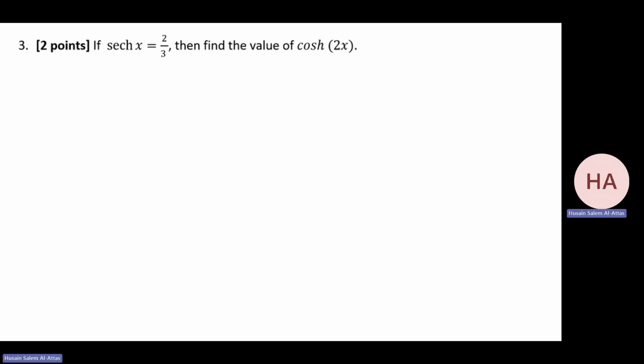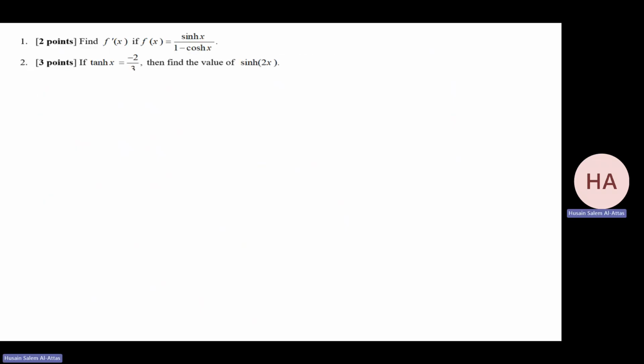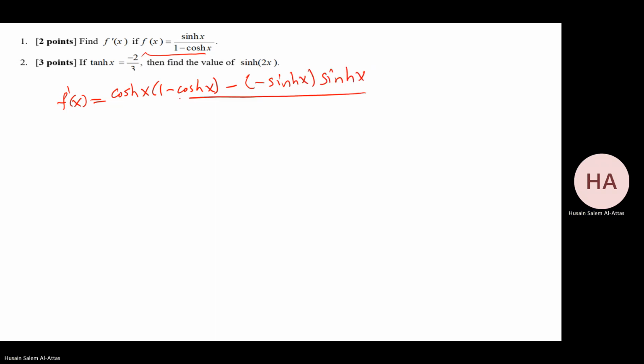Find f prime. Okay. Yeah. I'll do these two, then I will find f prime for this function. It's just a quotient rule. F prime will be what? Derivative of the numerator, cosine hyperbolic, times the denominator, minus the derivative of the denominator, that will be minus sine hyperbolic, times the numerator over this square.